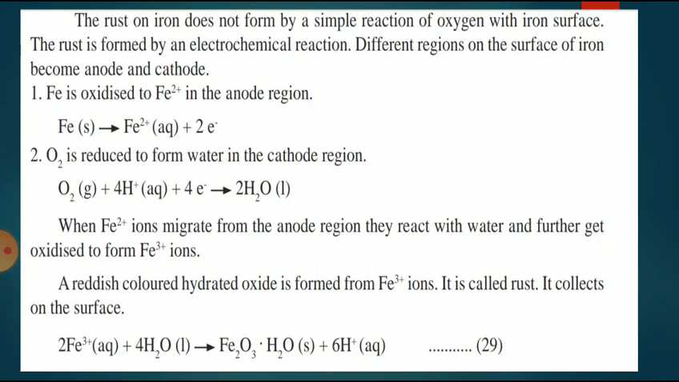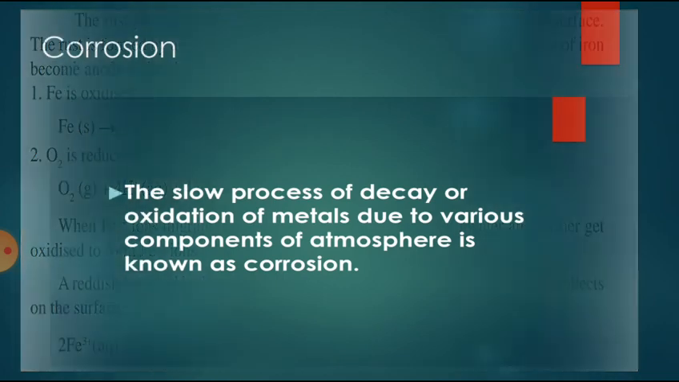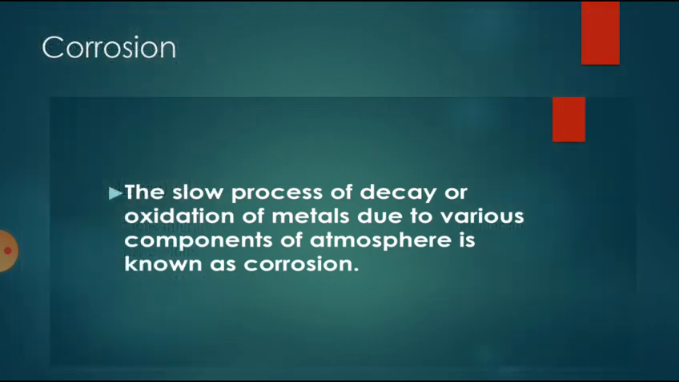Let us learn the short definition of corrosion. Corrosion is the slow process of decay or oxidation of metals due to the various components of the atmosphere. Students, only one point is left, that is rancidity.